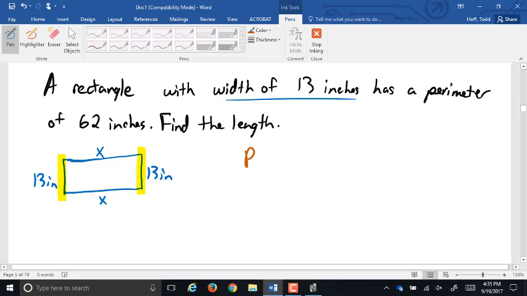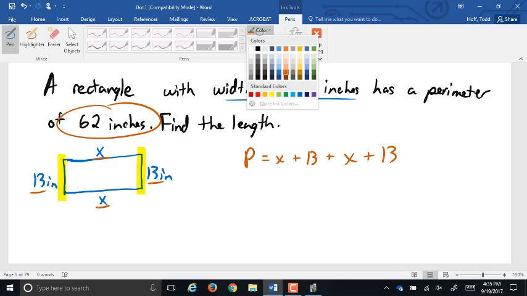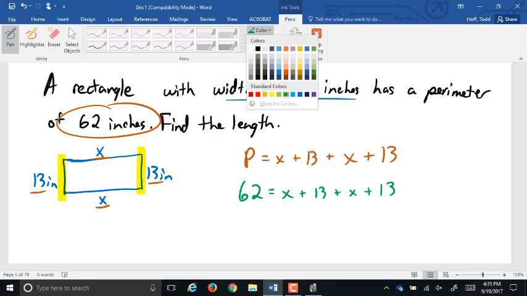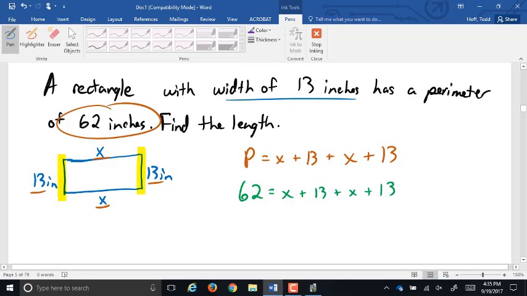So the perimeter would be found by adding those up. So I would have x plus 13 plus another x plus another 13. And I know the perimeter is 62 inches. So I put 62 in for P. So now I can combine things here.